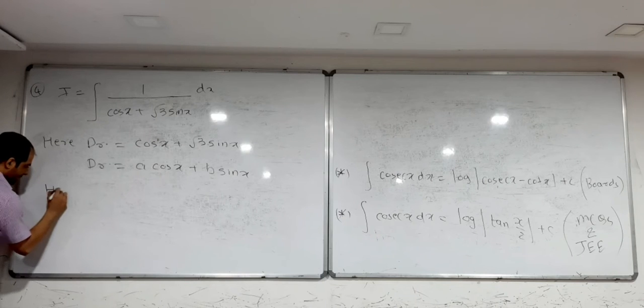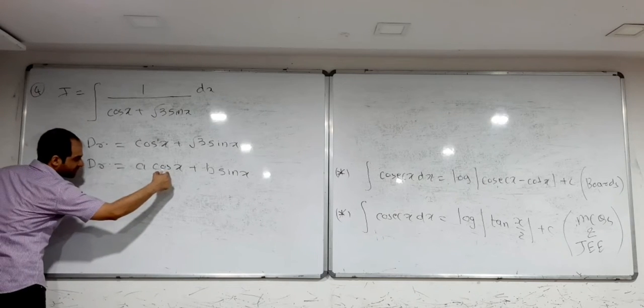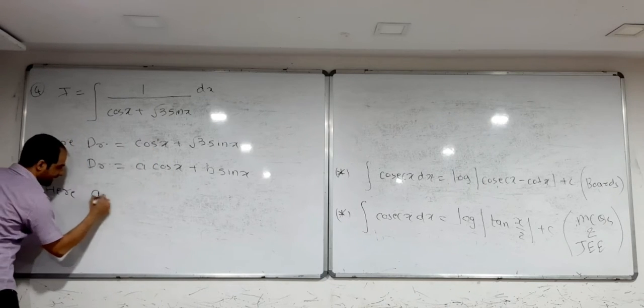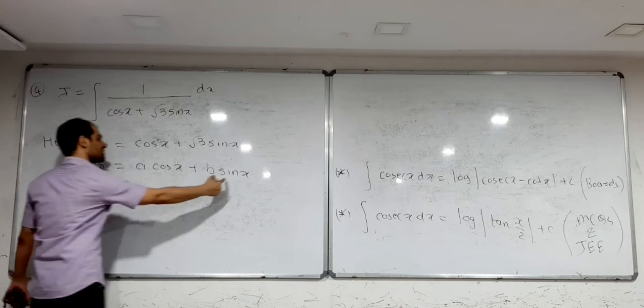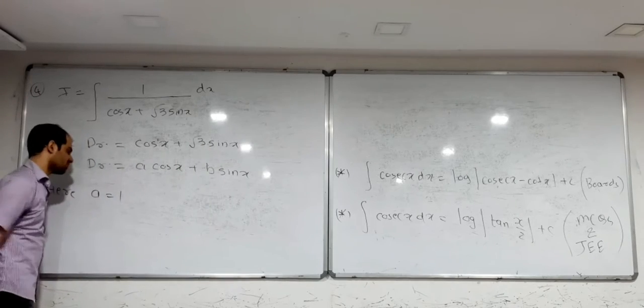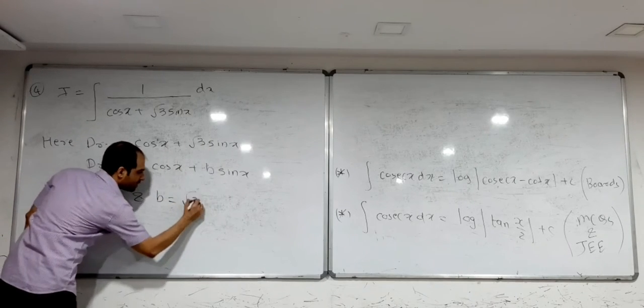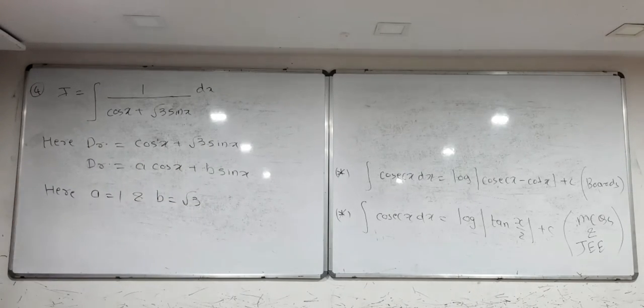So here, comparing, what is the coefficient of cos x? It is a, so the coefficient of cos x is 1. What is the coefficient of sin x? It is b, so the coefficient of sin x is root 3. So a is 1 and b is root 3. So the denominator is in the form a cos x plus b sin x. Okay, equating it is better.